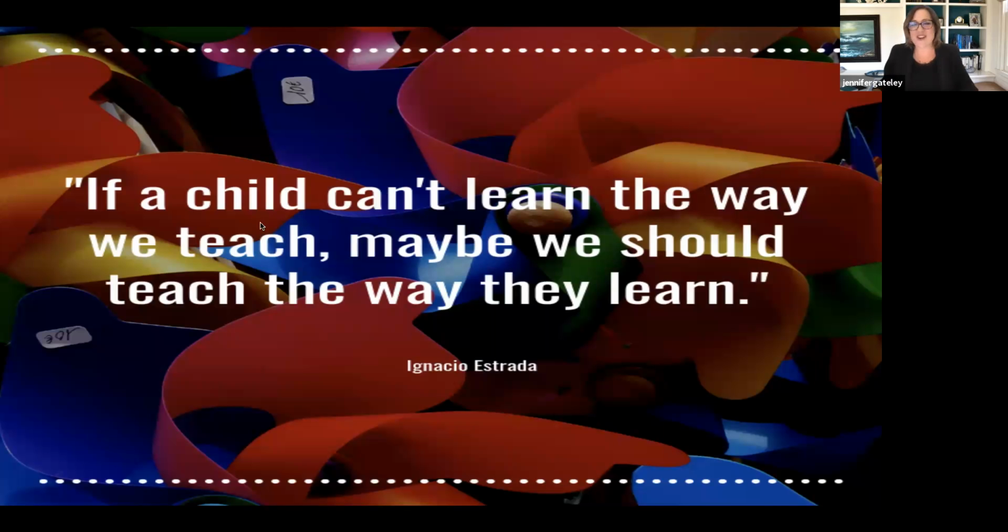But first, let's start with a quote. If a child can't learn the way that we teach, maybe we should teach the way that they learn. As we continue in distance learning, it is clear that we cannot teach everything, nor can we expect our families to do that as well. In the same manner that we taught in the classroom, we must also identify priorities away from the classroom as our students and families are now engaging in distance learning. Determining priorities in distance learning helps students, parents, and teachers focus their efforts during this very important learning time together.